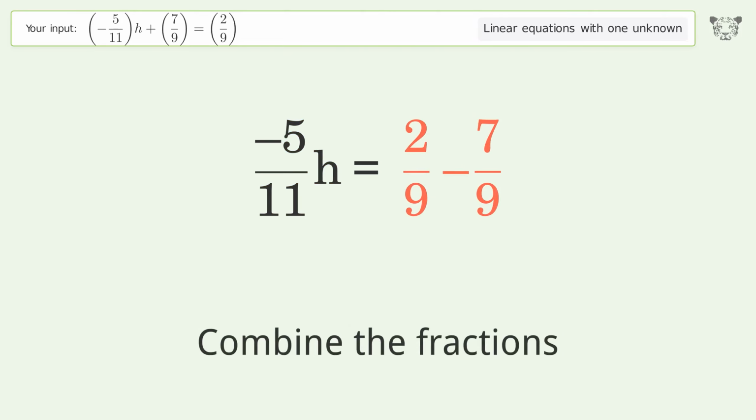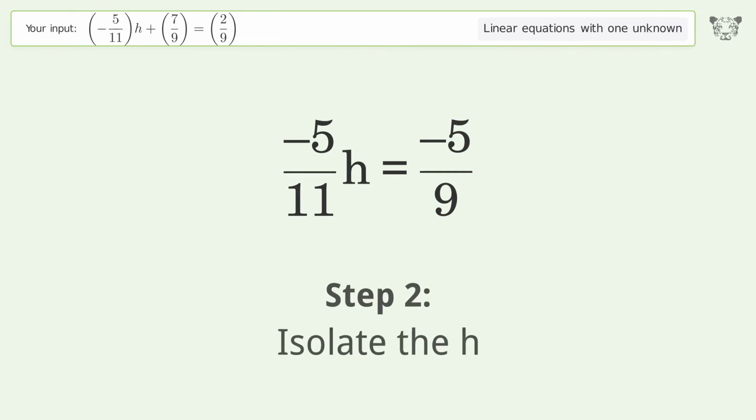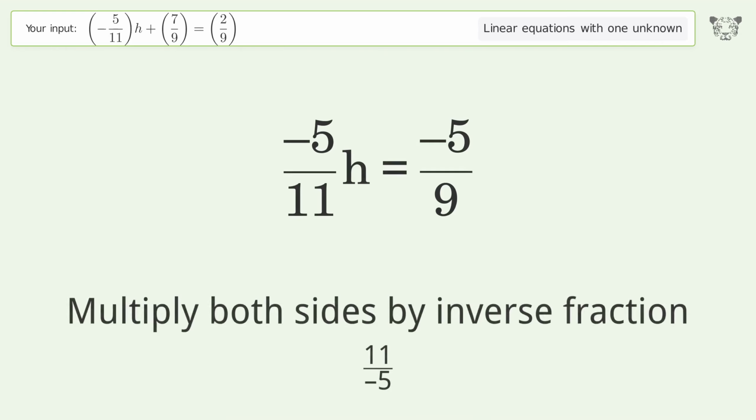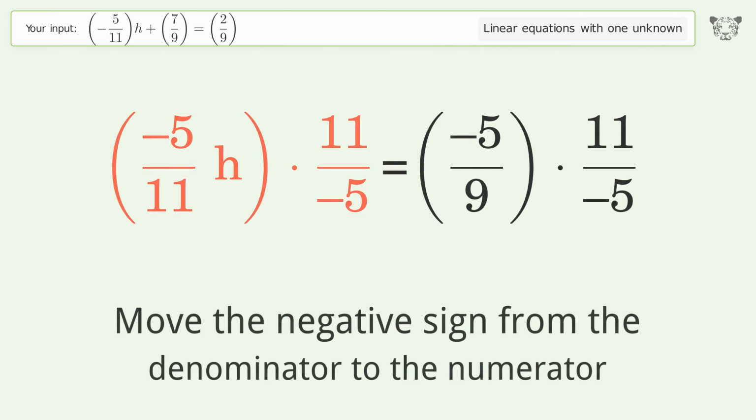Combine the fractions. Combine the numerators. Isolate the h. Multiply both sides by inverse fraction 11 over -5. Move the negative sign from the denominator to the numerator.